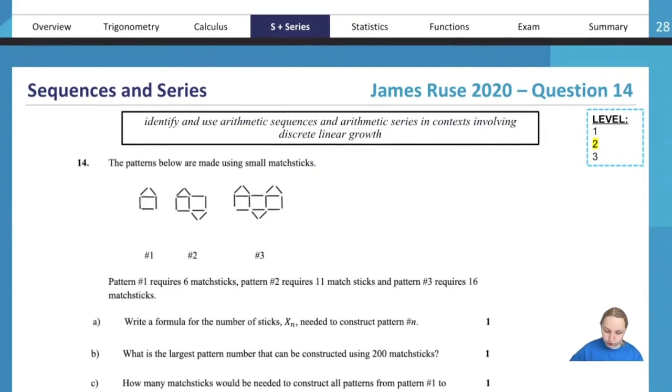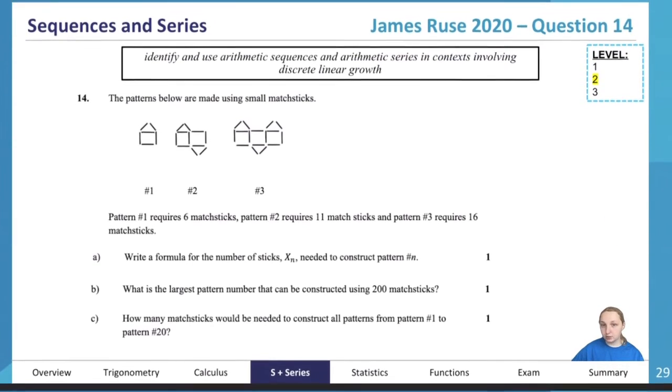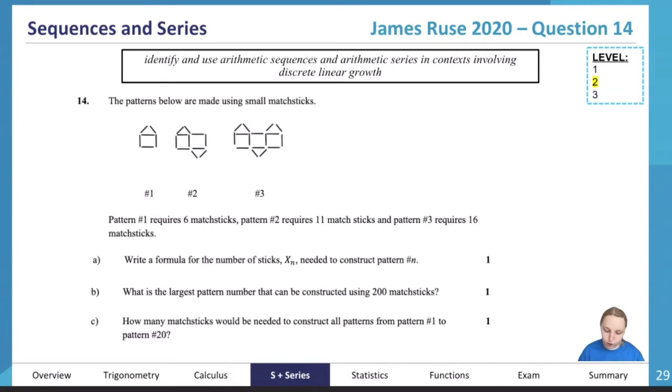Okay, so we are going to start with a question from the 2020 James Ruse trial paper. So this is thinking about the syllabus point, identifying and using arithmetic sequences and arithmetic series in context involving discrete linear growth. About a 2 in difficulty, it's not too difficult, you just do have to do a little bit for each question.